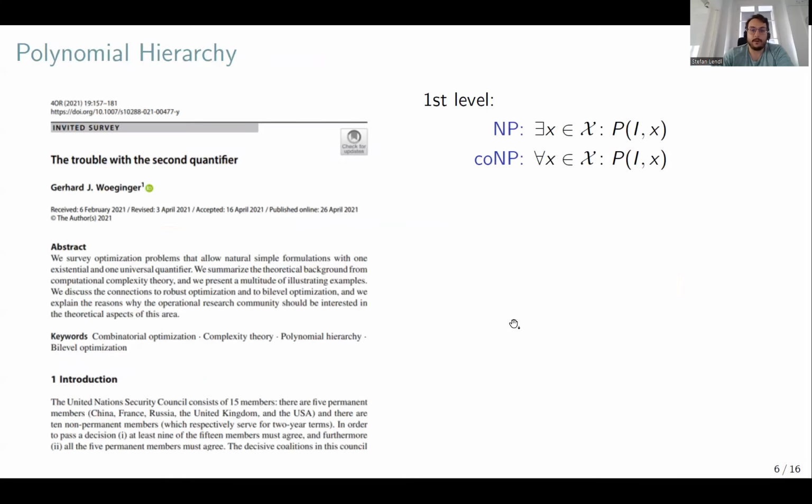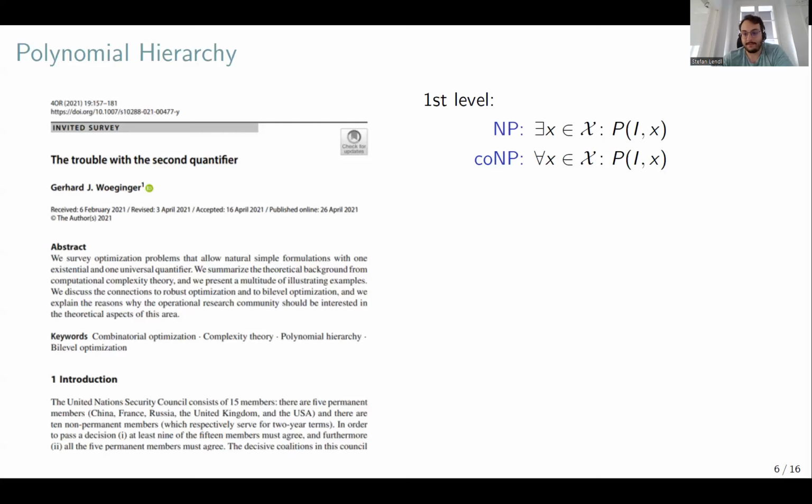The tools we want to use are not just NP-hardness and polynomial-time solvability, which maybe everyone here knows, but we want to look at the polynomial hierarchy. How hard do these problems become with respect to the polynomial hierarchy? I want to quickly introduce what this means, and more importantly, motivate why we should care about it. There's this paper by Gerhard Woeginger, The Trouble with the Second Quantifier, that reviewed this polynomial hierarchy and why it's important to operations research.